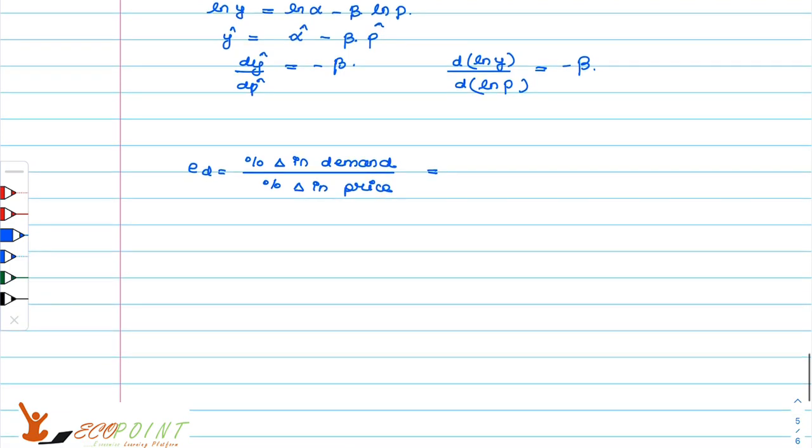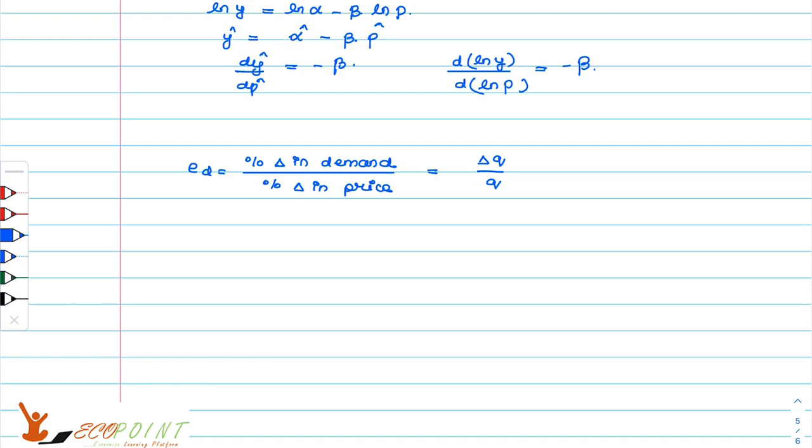Percentage change in demand. So, percentage change in demand is like this: delta Q upon Q. That is the percentage change in demand. This is how we find the percentage change in anything. How do you do this?